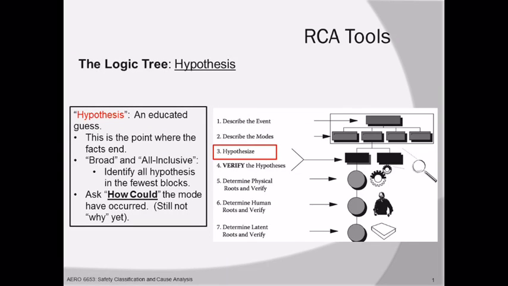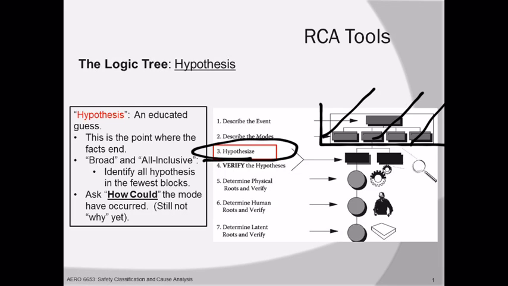The hypothesis level. A hypothesis is an educated guess. We have now moved below the factual top box and into the art of hypothesizing. To move to this level, for each identified mode, we want to ask, how could it have occurred? We are still not introducing the question why into our vocabulary, because the term why implies a singular answer and it encourages opinion to serve as fact. We're not there yet. So, how could the mode occur?